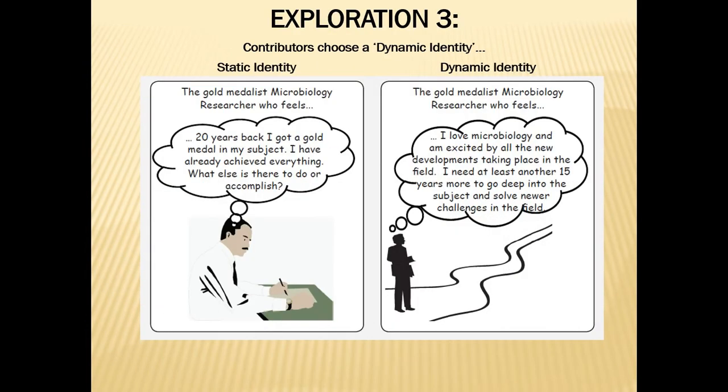Now, exploration number 3. The gold medalist microbiological researcher who feels, 20 years back I got a gold medal in my subject. I have already achieved everything, so what else is there to accomplish? So there is a person who thinks that achieving a gold medal has given him everything. Well, there is another gold medalist microbiological researcher who feels, I love microbiology and I am so excited by all the new developments taking place in the field. I need at least another 15 years more to go deep into the subject and solve newer challenges in the field. So a dynamic personality never stops, never says never.